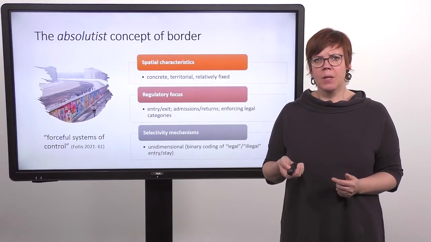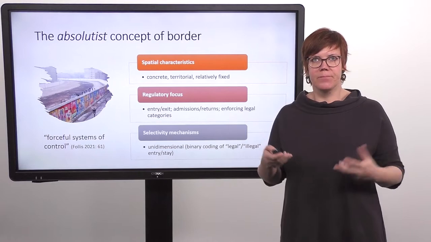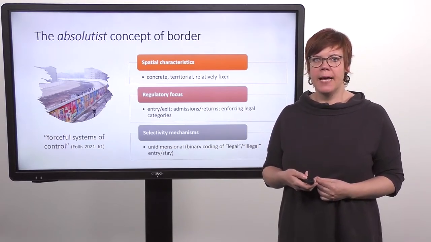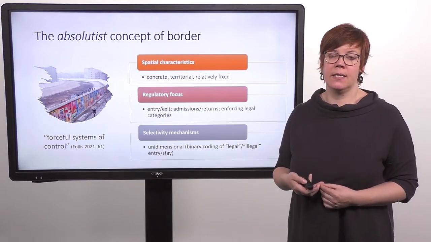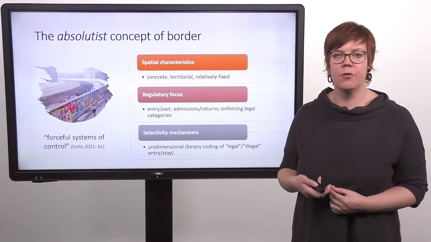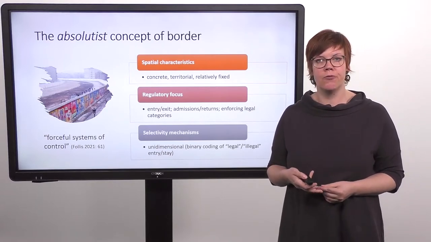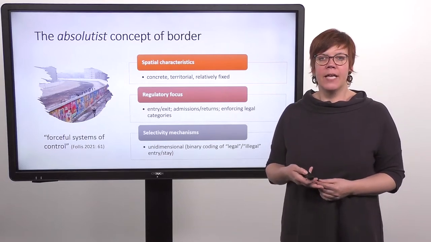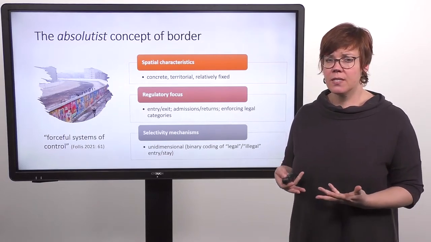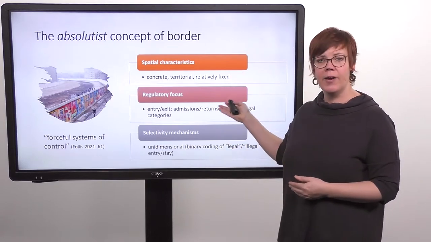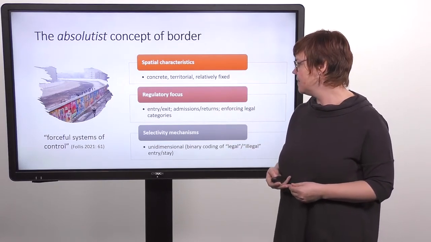Now, in more recent border studies, this kind of thinking is described as an absolutist understanding of the border. And I draw on the work of Prem Kumar Rajaram here, and you'll find a reference to his work in my introductory text for this lecture. Now, the absolutist understanding of borders involves three different perspectives on space, regulation, and selectivity.